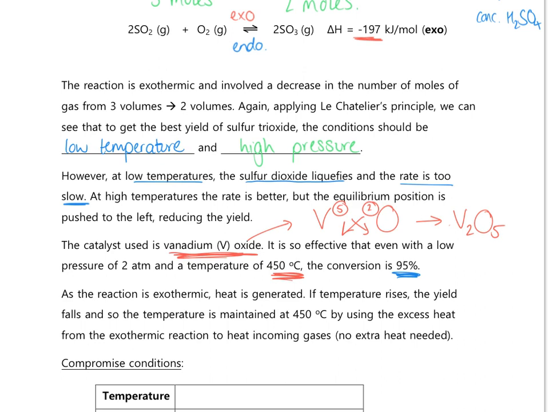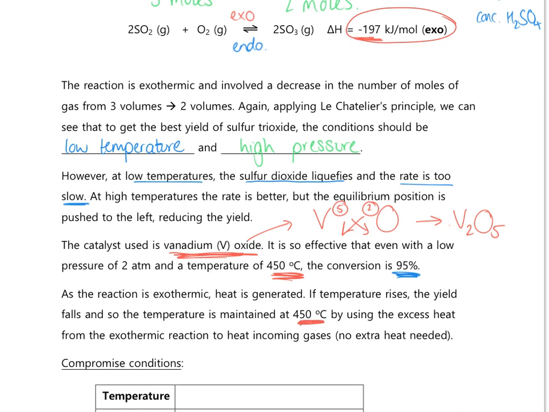And so this catalyst is so good that we only need to use a pressure of 2 atmospheres, and our conversion is still 95%. The other thing to note about this reaction is that because it's so exothermic, it releases 197 kilojoules per mole of energy, that actually we don't need to heat it anymore to achieve this temperature of 450 degrees. So we don't need to heat it anymore.